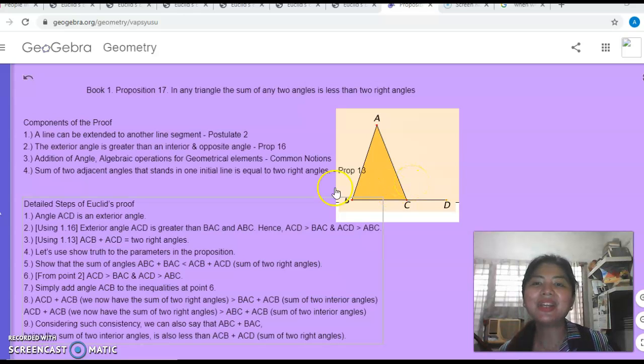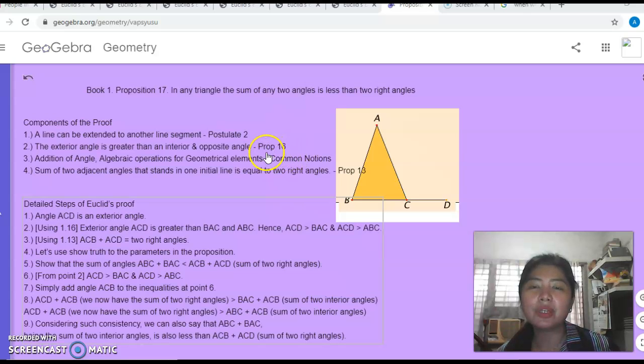Okay. And here are the other components of the proof. A while ago, we just extended line BC to point D. That's Postulate 2. It states that a line segment can be extended to a longer line. And we have another component. This is the one we use a lot in the proving of this proposition.